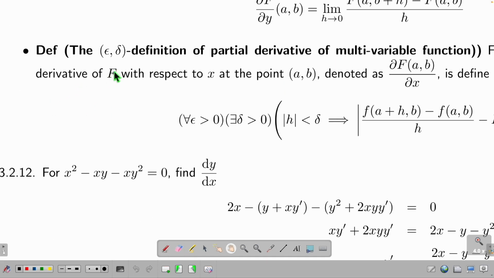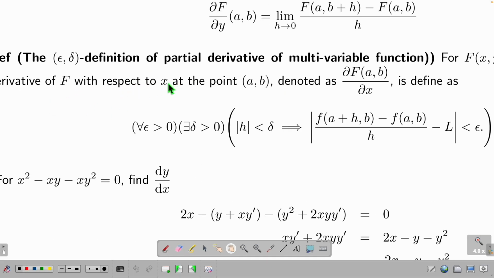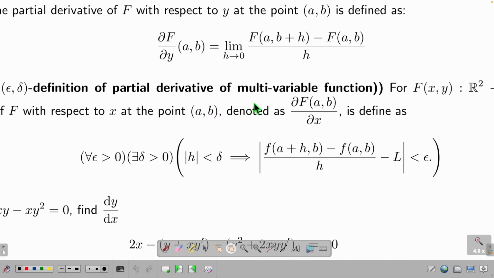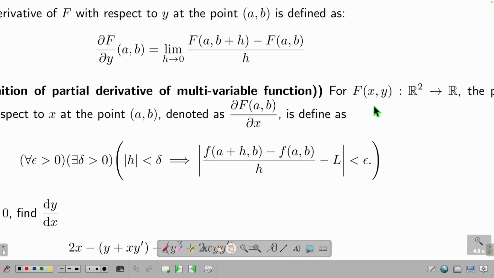Partial derivative of this big F with respect to x at a point (a, b). Why (a, b)? Because now we have x and y, so no longer just a. I write this, and we no longer write this d. That is actually called the total derivative. Now this is called partial. Total means everything. This means part.